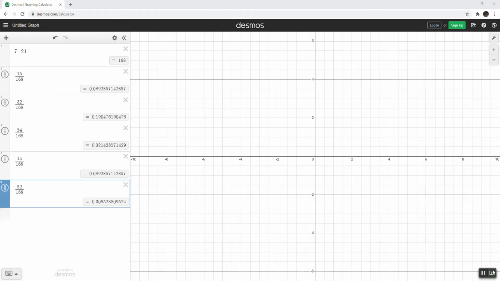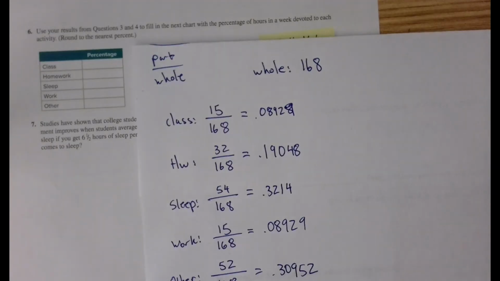So we had 0.08928. I'll do for that one. 0.3214 for work. I've got 0.08929. This top one should really be a 9 as well. And then other, we got 0.30952. Good enough. Okay, so here I've written them all down.